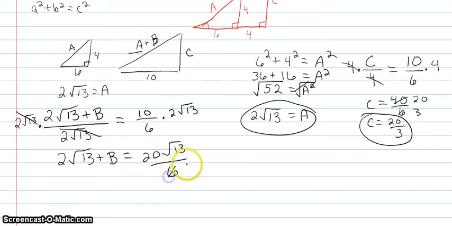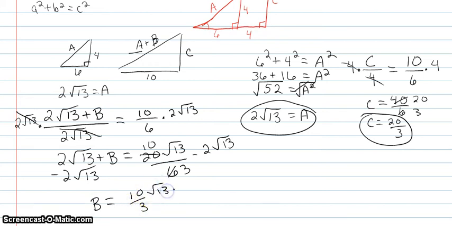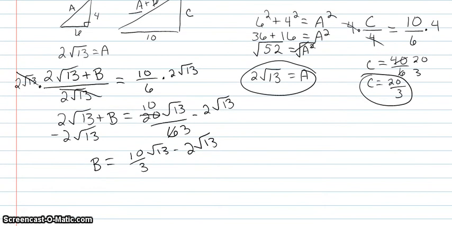And I can simplify that. That would be a 3, and that would be a 10. And then I can just subtract the 2 square roots of 13. So b equals 10 thirds square root of 13 minus 2 square roots of 13. So I would change these to have a common denominator of 3. That's going to be a 6. So I'm going to have 4 over 3, and that's the square root of 13. And that's what b equals.